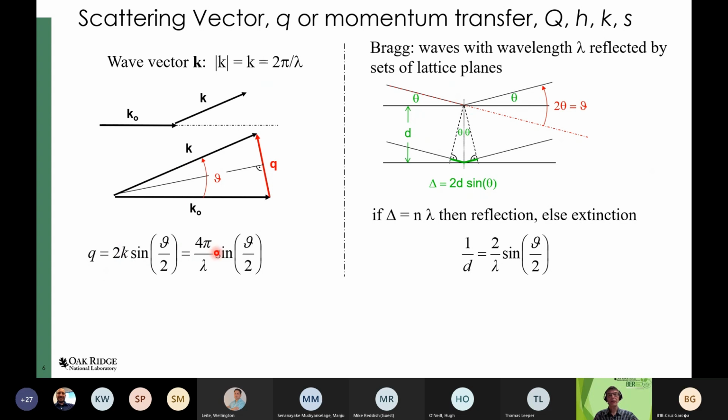Now, if you look at Bragg's equation, where you know that the distance is related to the path length and then to where your diffraction peaks are located, right?